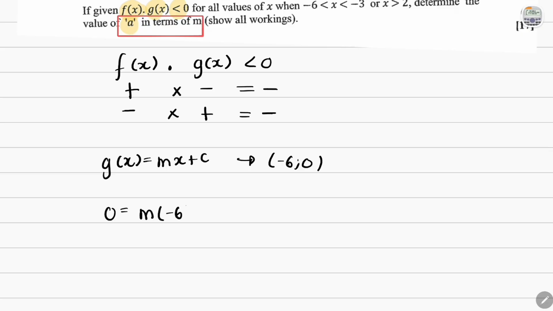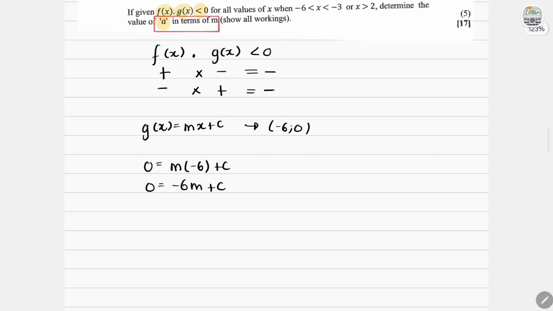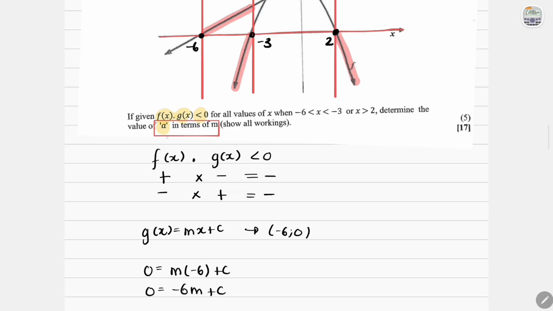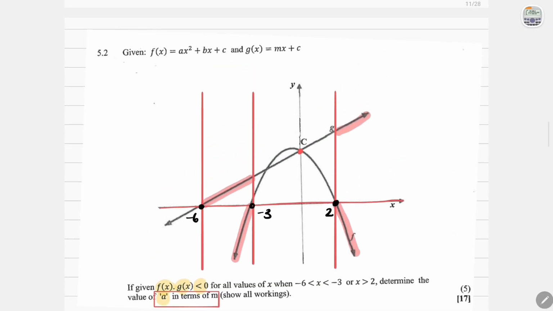We know the x value is -6, and this is plus c. So it simplifies to -6m plus c. 0 equals -6m plus c. This is what we have here. How is this helpful to help us to solve for a? A is in f's equation.